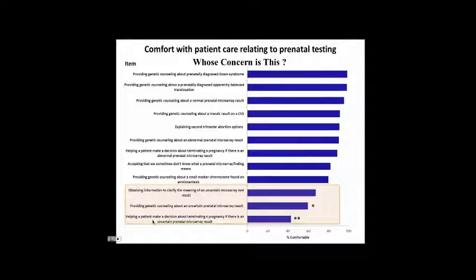But if you look down at the bottom, in the last three categories here, their comfort with helping a patient make a decision about terminating a pregnancy if there's an uncertain prenatal result, less than half felt comfortable with that. Providing genetic counseling about uncertain results or prenatal array findings, they didn't feel comfortable. So again, this points out that if we're going to counsel parents on this, we need to make the counselors very, very comfortable with this new information.